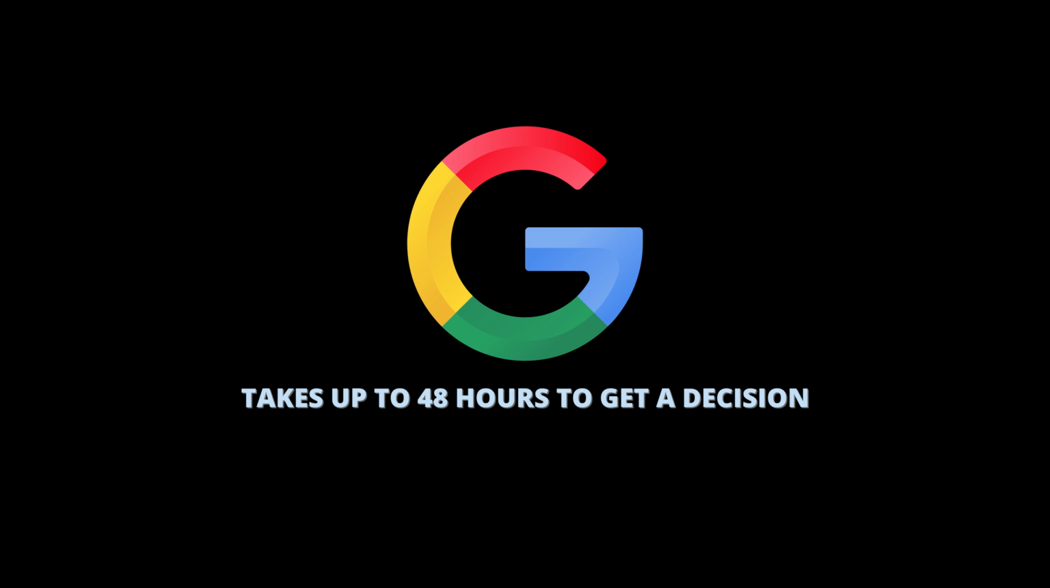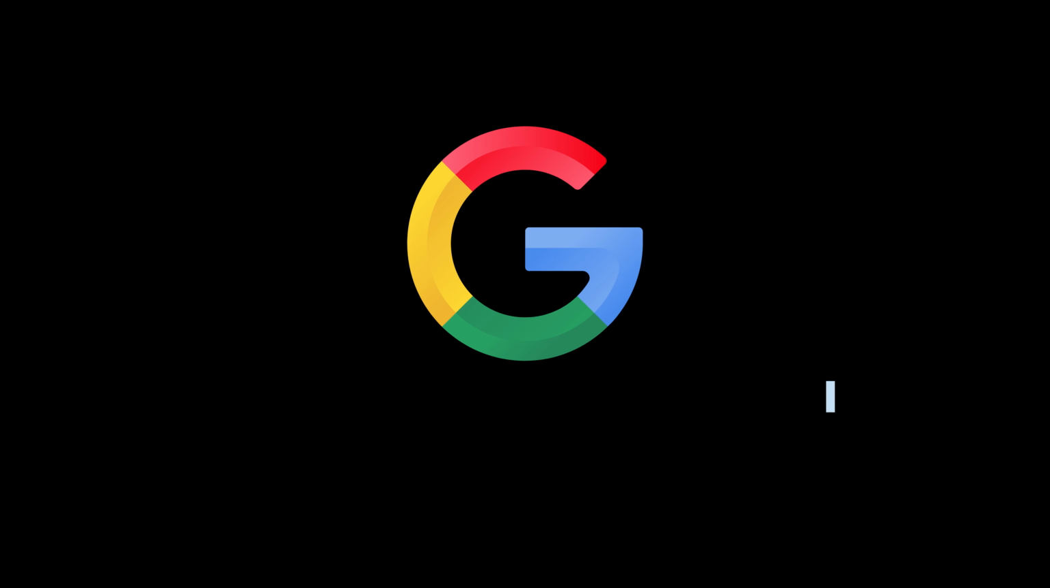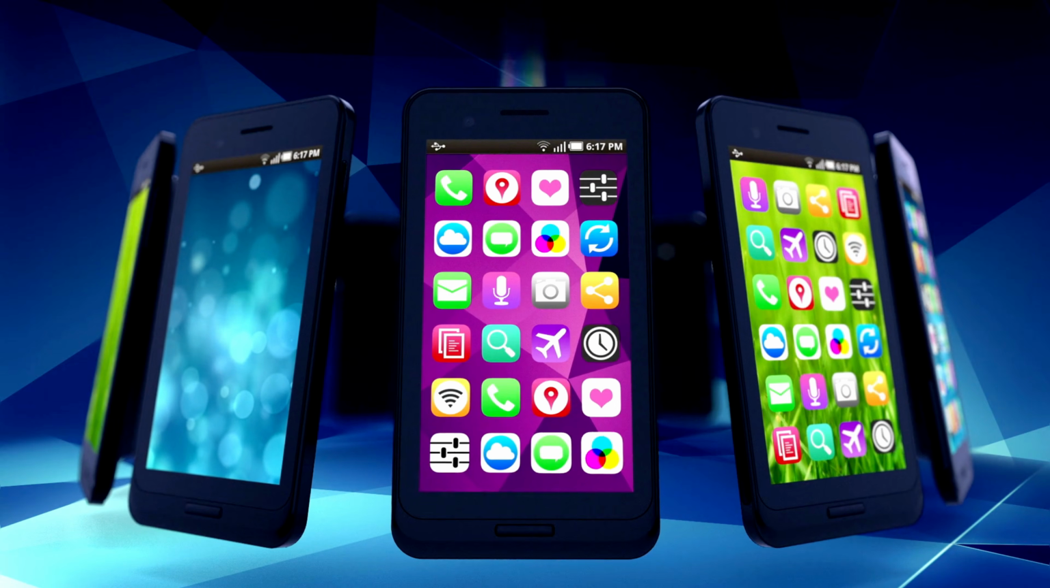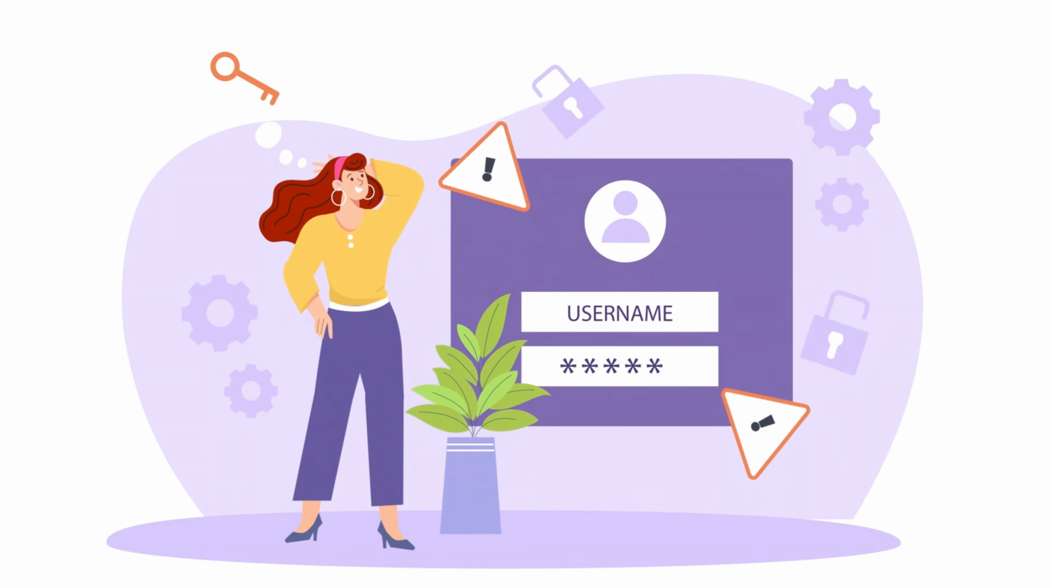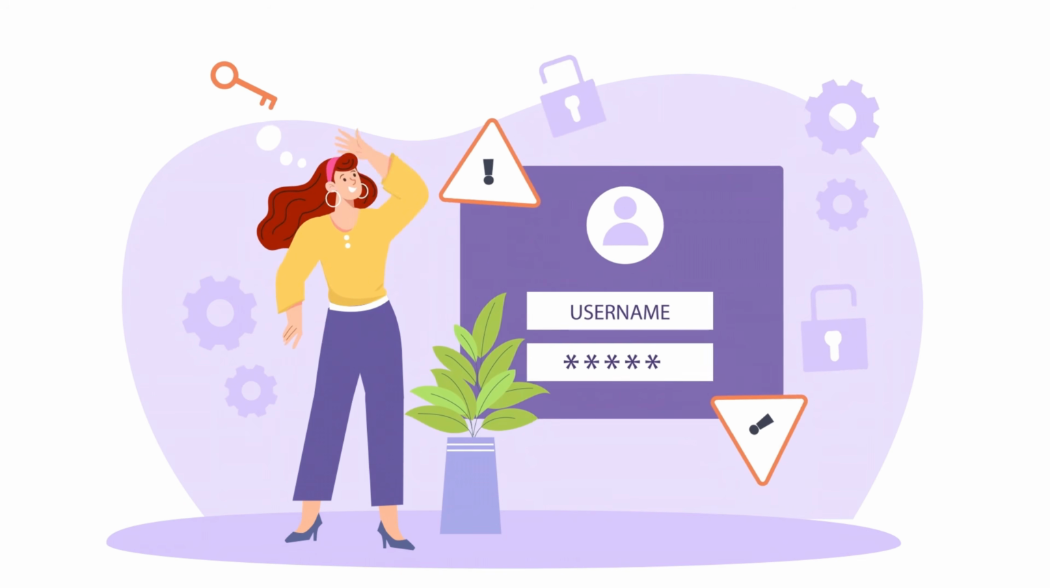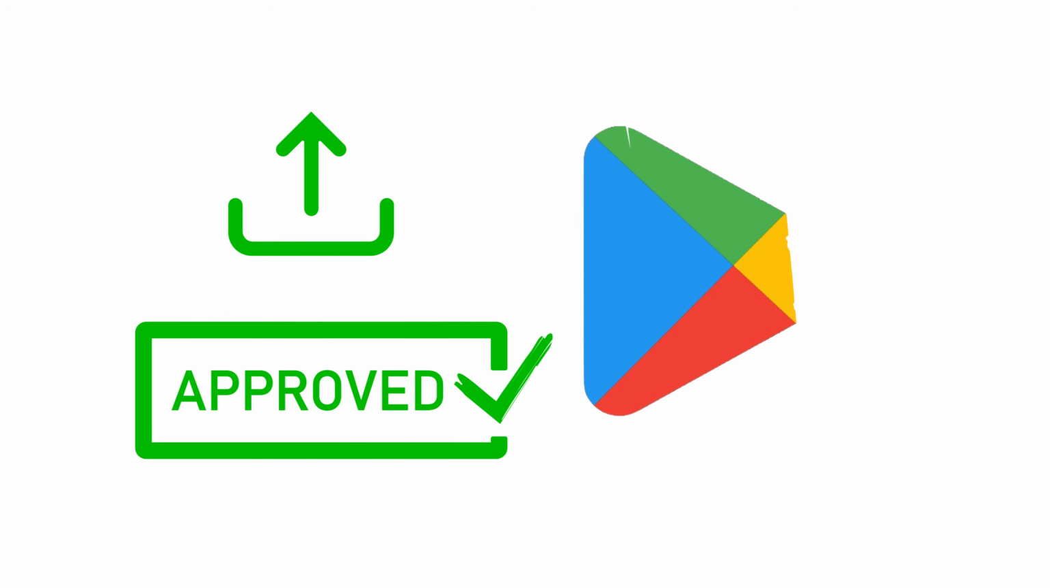Google reviews your app within 48 hours. If everything is fine, your app goes live. If there's an issue, Google will ask you to fix and resubmit. And that's it. Your app is now on the Google Play Store.